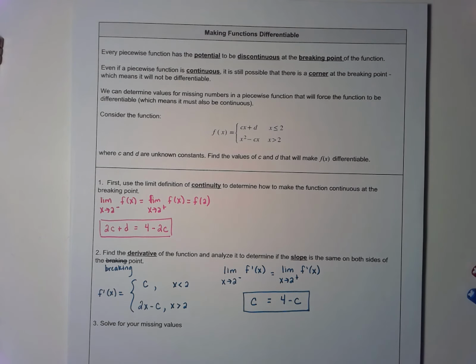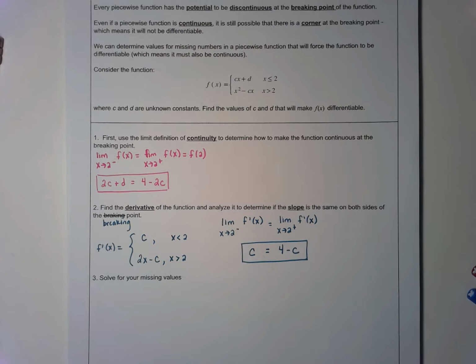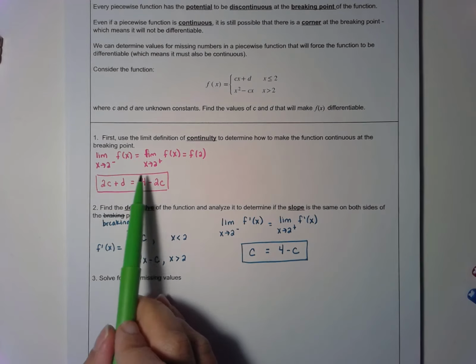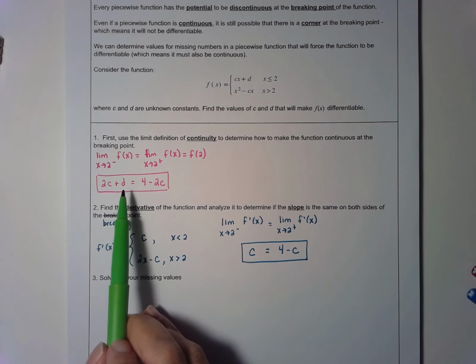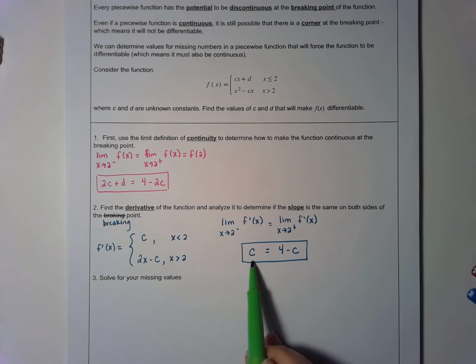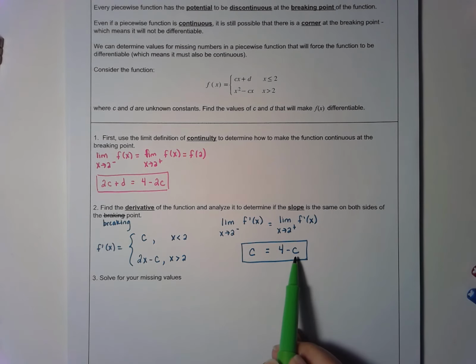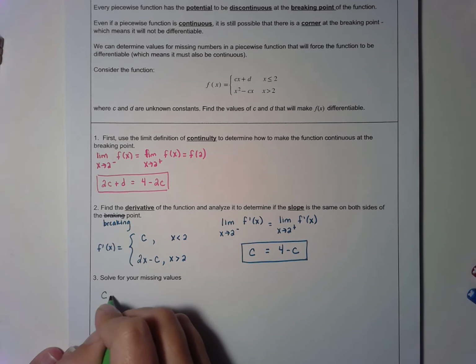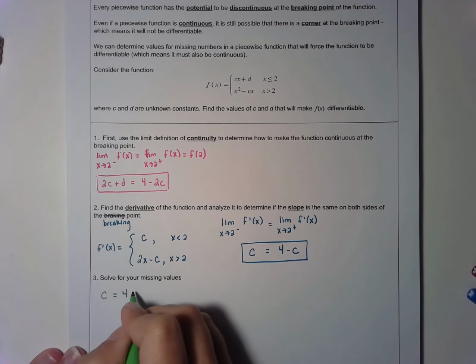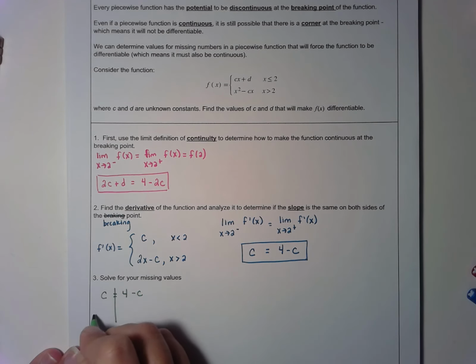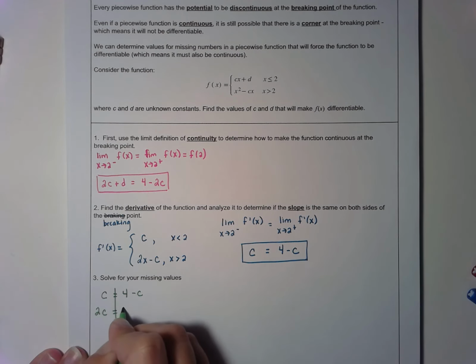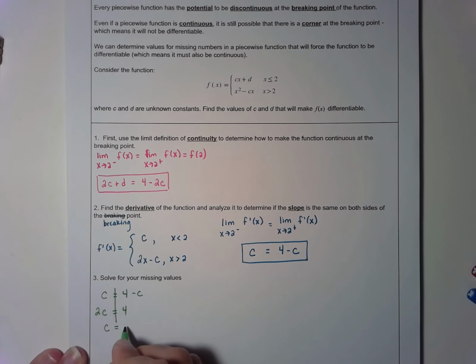Now, to actually solve for your missing values, you're going to need both of these equations to figure out both c and d. The first equation here has a c and a d, so I can't solve that yet. The second equation has a c and another c, so I can solve that. So if I start with the second equation, I can solve this by adding c to the other side and then dividing by 2, so c equals 2.